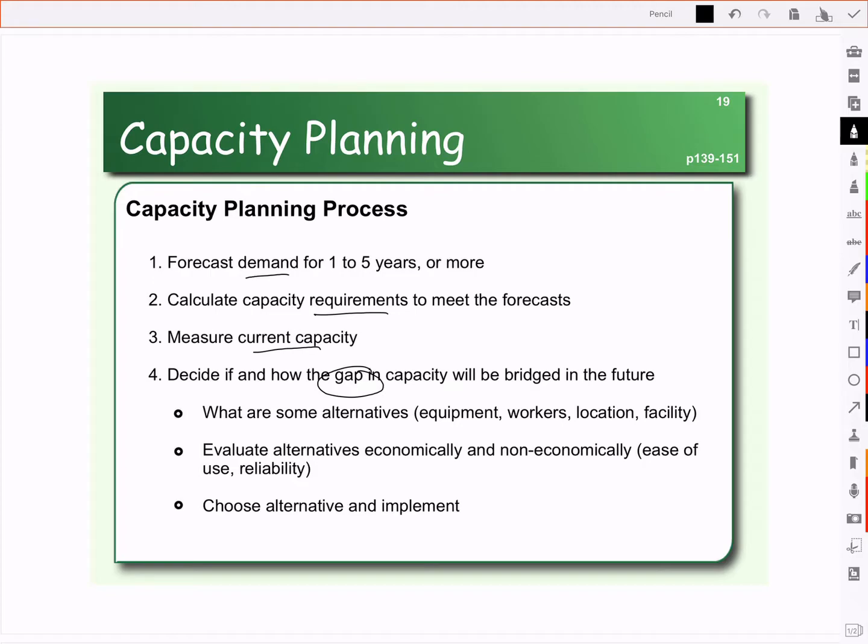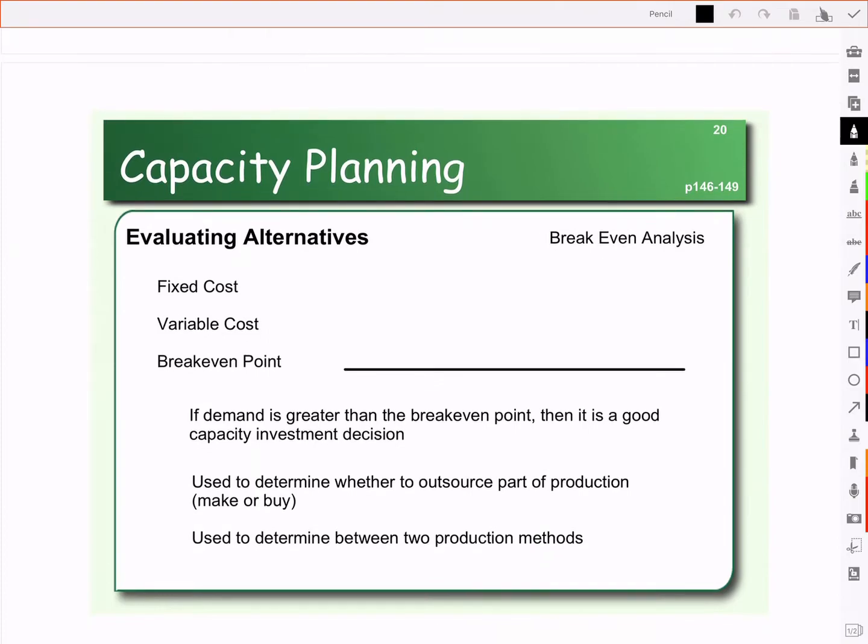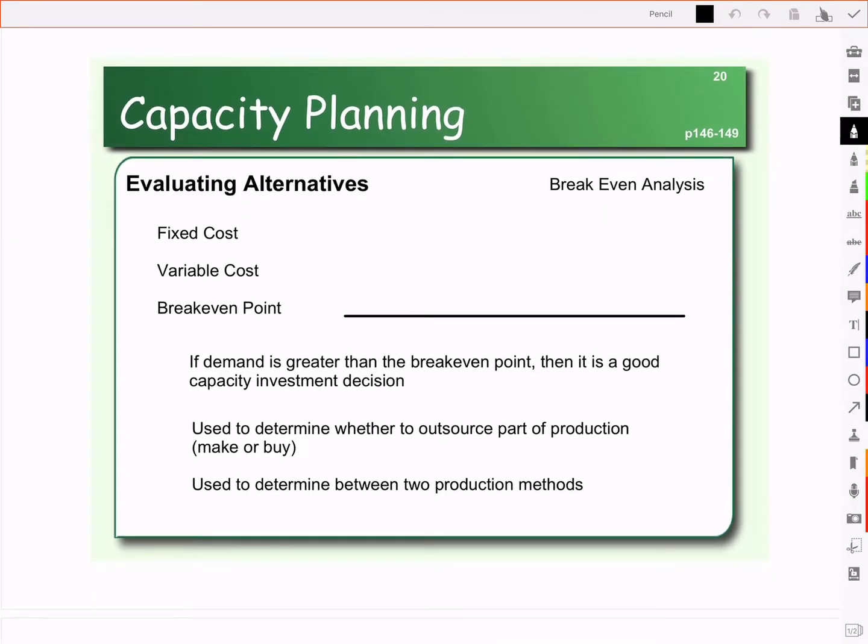So now I want to focus on the last part, which is how do you choose an alternative and implement it? And so to help us with choosing an alternative, we're going to look at what is called a break-even analysis. So break-even analysis is used to determine whether you should outsource part of your production or whether you should make it in-house. So if you are manufacturing a truck, should you be making the chassis or should you outsource that to another company and then just bring that completed piece in to add to the truck as you are doing assembly?